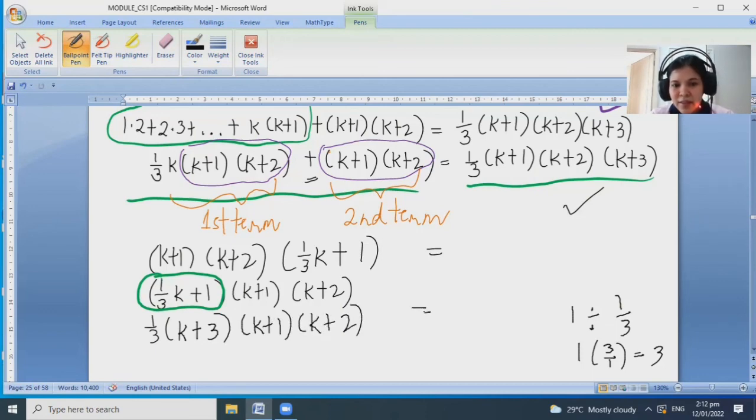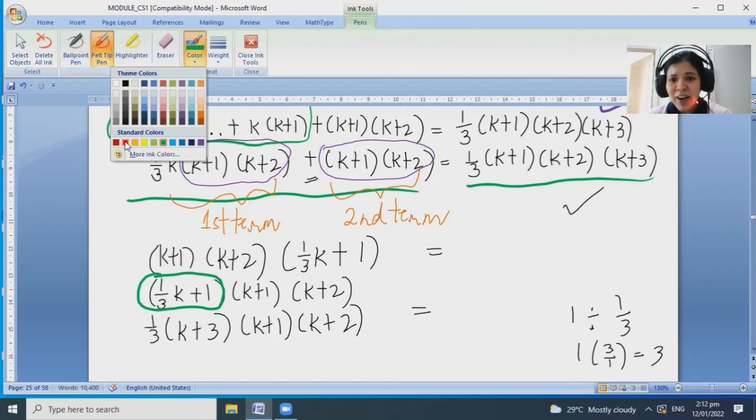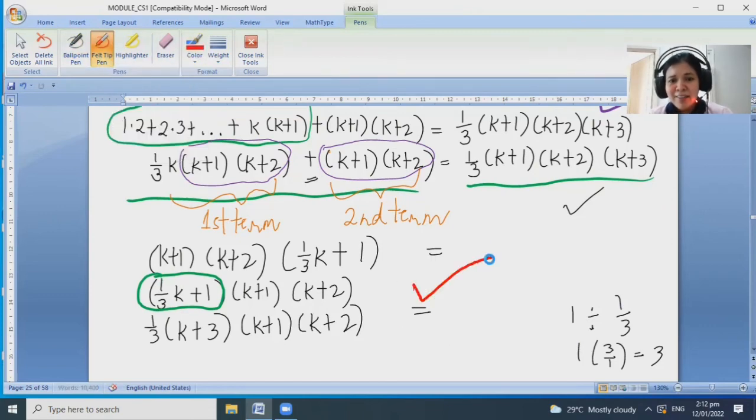Okay. So, parehas na ba sa chinek ko sa kanan? Di ba nakita niyo yung 1/3, k plus 1, k plus 2, k plus 3. Ito rin. Nauna lang yung k plus 3, pero parehas sila. So, ibig sabihin, verified. Correct. So, tama. Tama nga yung ating bagong formula ng sum nung ating series.